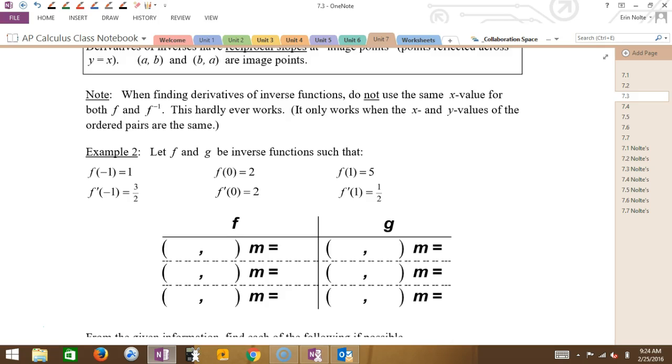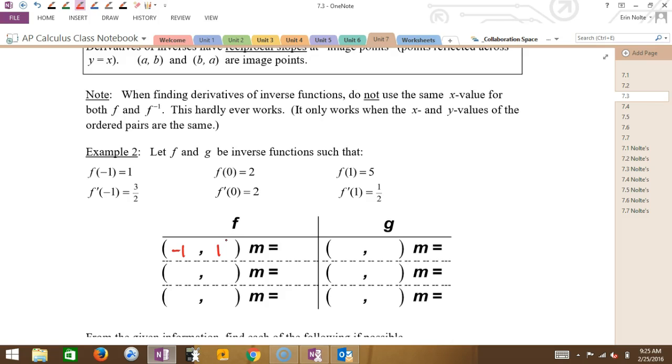Okay, so the first point they give to us, f of -1 equaling 1, that's the ordered pair (-1, 1). You guys see where I'm getting that from? I'm just using this first piece of information right here. So f of -1 equals 1 is the ordered pair (-1, 1). That's just literally a translation of notation.